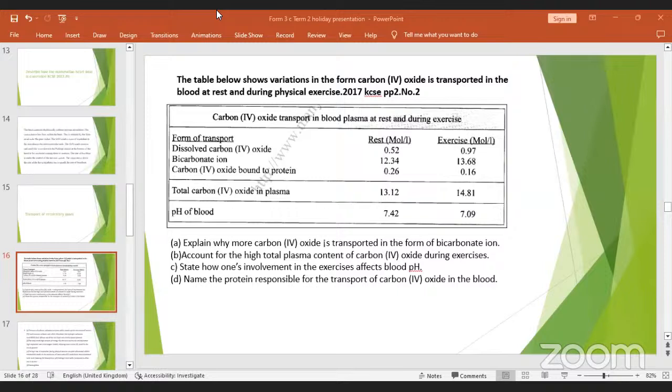Yes. Now, the first question is, explain why more carbon dioxide is transported in the form of bicarbonate ion. Nowadays, the same question will be asked like this: explain why carbon dioxide is transported in the form of hydrogen carbonate ions, instead of bicarbonate ions. Can somebody answer that one for me? I need an answer to that, please.